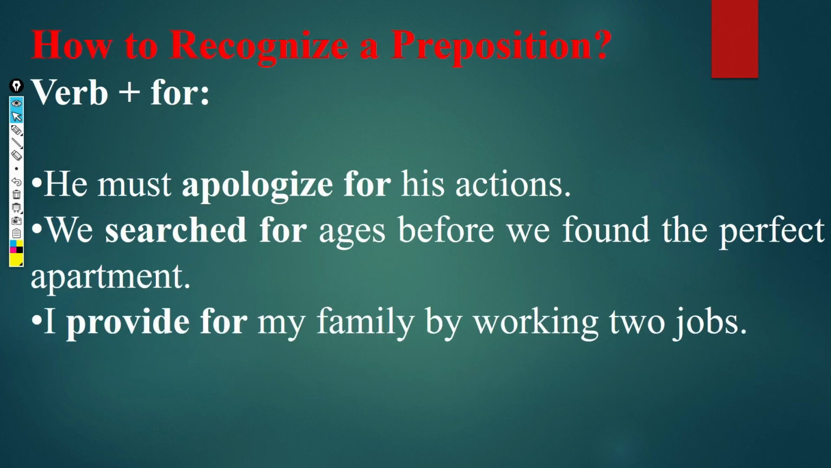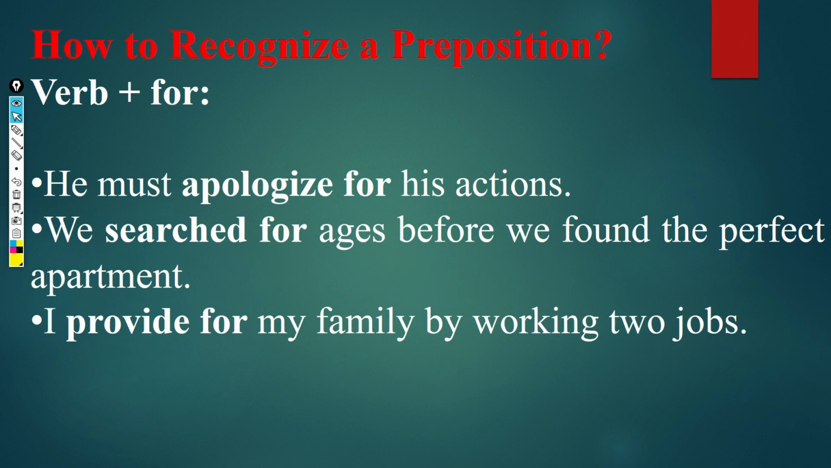He must apologize for his actions. We searched for ages before we found the perfect apartment. I provide for my family by working 2 jobs. So, here the word used as a preposition is for, and it is used in combination with a verb. So, these are the examples of how a preposition can be used along with a verb.